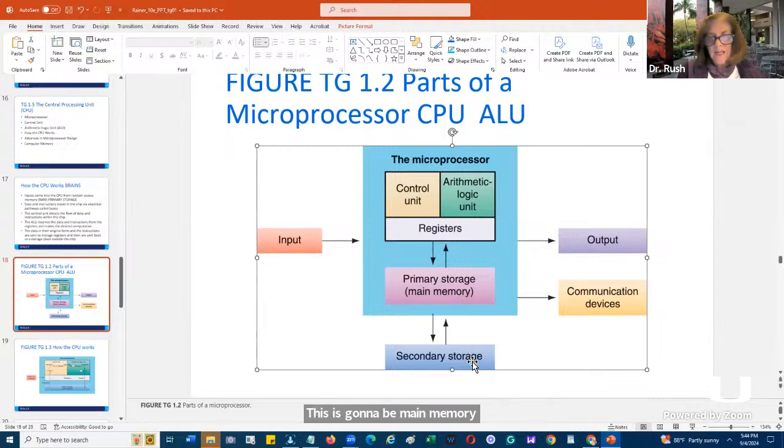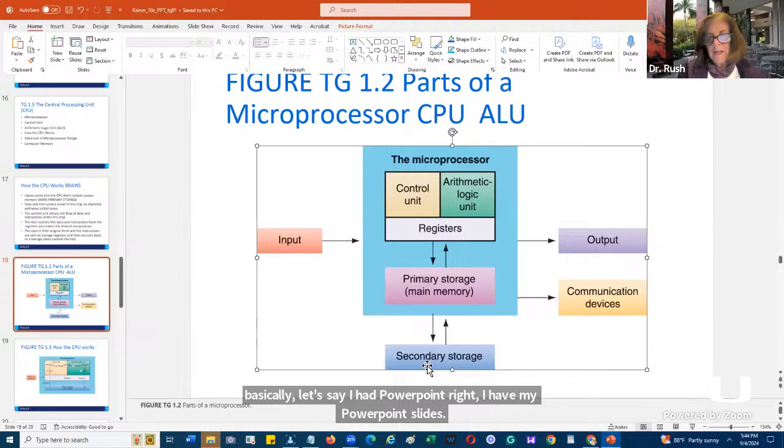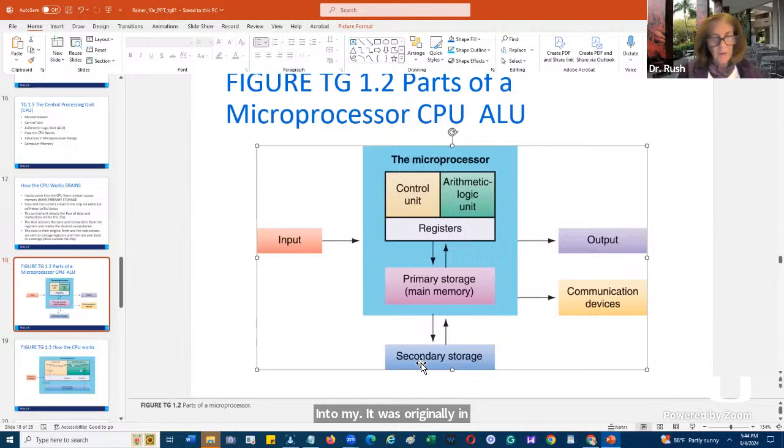And when I process, let's say I had PowerPoint, right? I had my PowerPoint slides. It was originally in my secondary storage, my PowerPoint. And then what did it do? When I clicked on my PowerPoint, it brought that file of TG01 into my primary storage. So if I add additional words here to my PowerPoint and I shut down my computer, it is now in RAM. I said it was volatile.